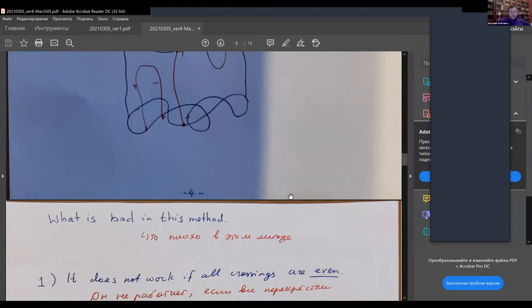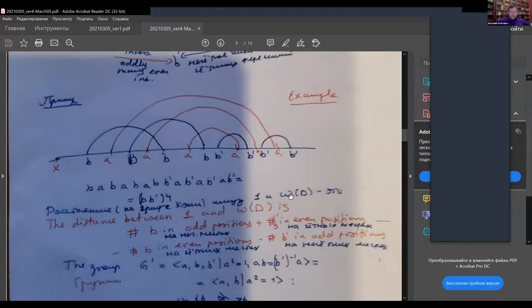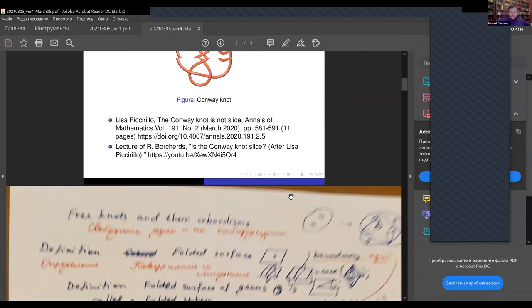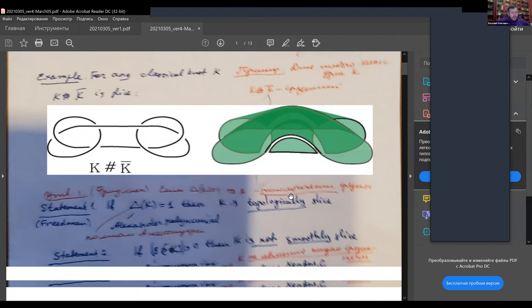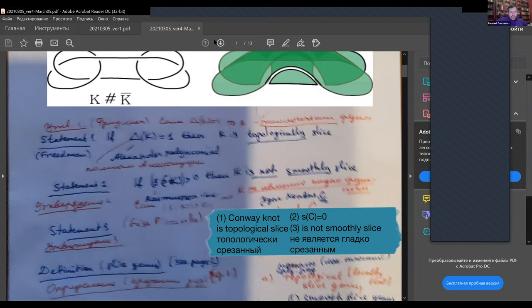What does a ribbon knot mean? Actually, if we have a knot, then we can ask, well, okay. So possibly the Milnor's conjecture was here, maybe. So let me show another screen. And so here it is.